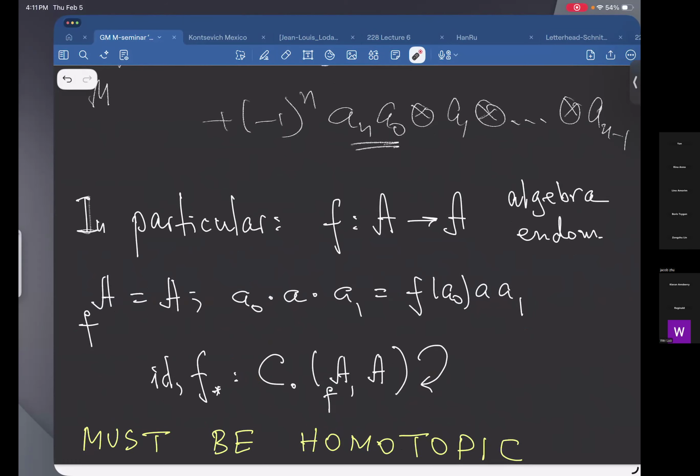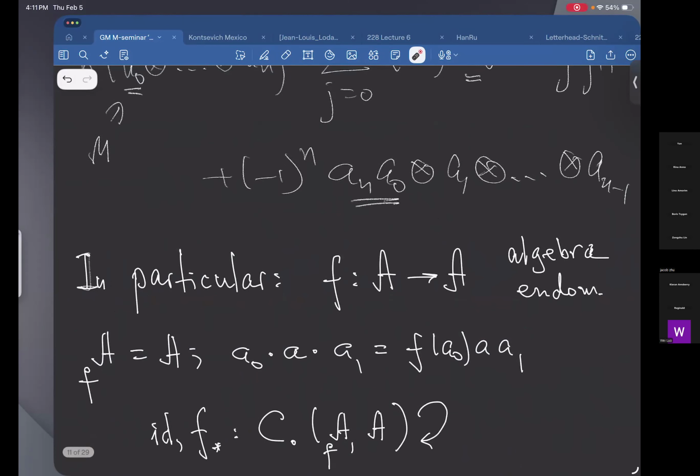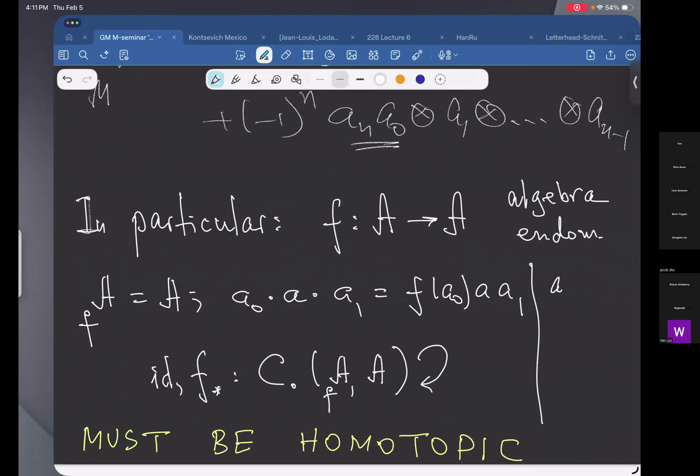And then you have two operators on this complex which commute with everything, and one is the identity, and the other is just applying this endomorphism F. F commutes with itself, and the formula is that you just apply f to everything. And then there is this kind of proclamation that those two must be homotopic.